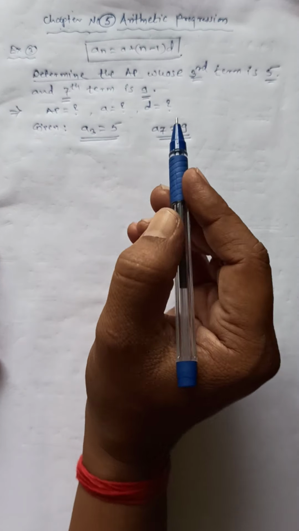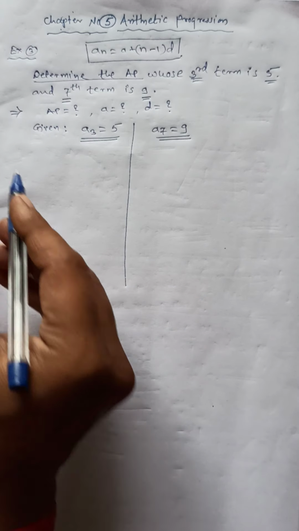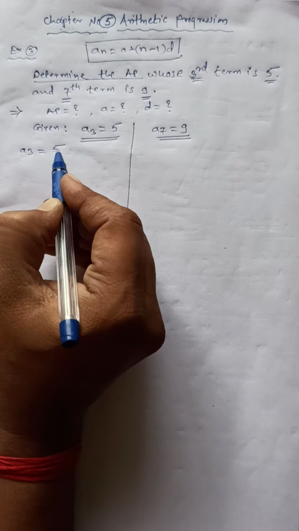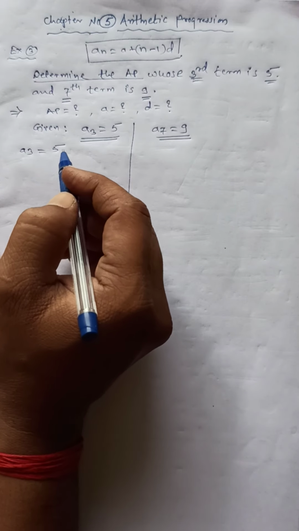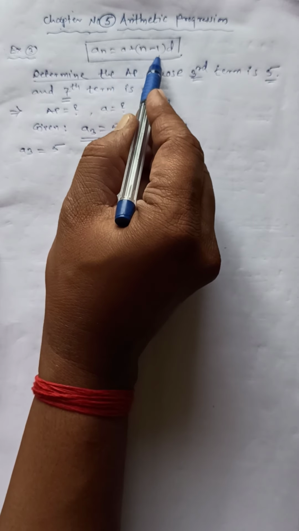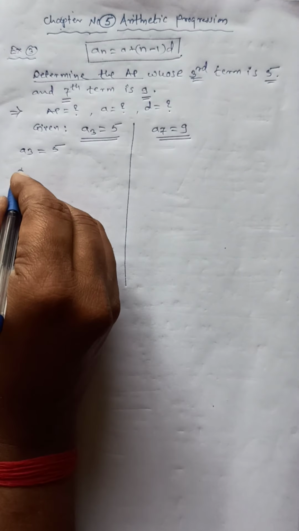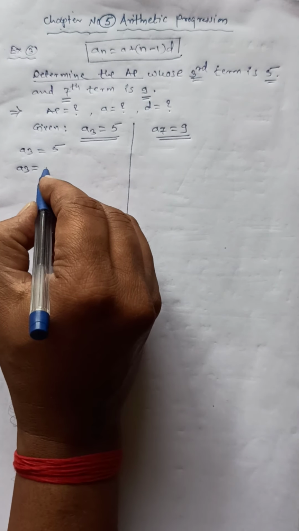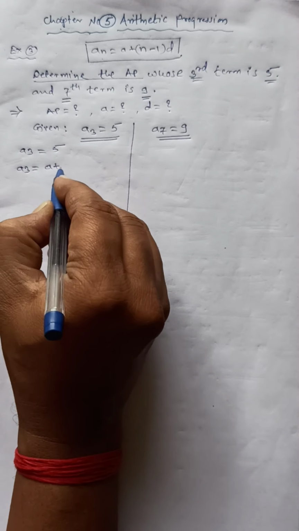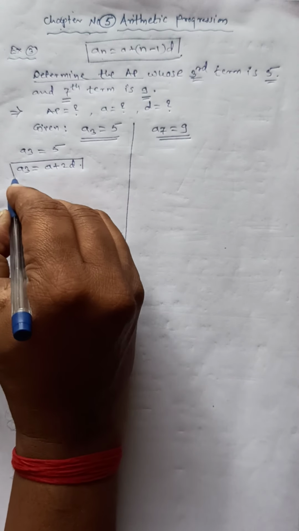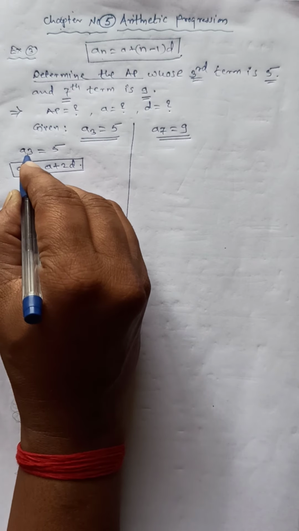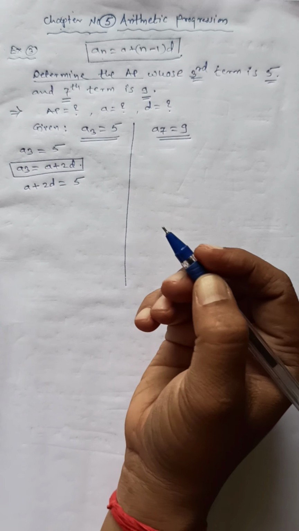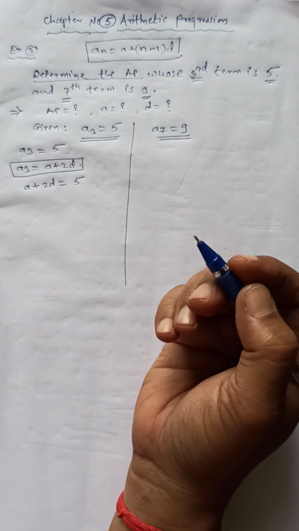How can we find it? Okay, so individually we will take here. First a3 is given, a3 is equal to 5. The formula we know, an is equal to a plus n minus 1 into d. So for a3, a3 is equal to a plus 2d. This we will put here, so a plus 2d is equal to 5.